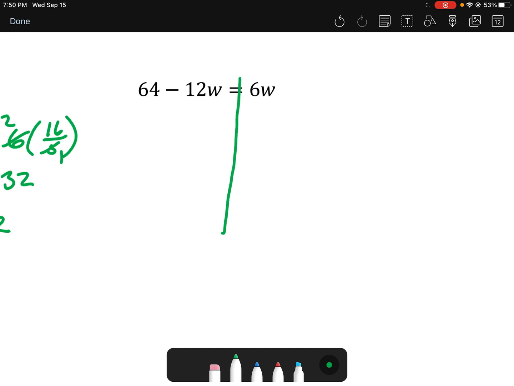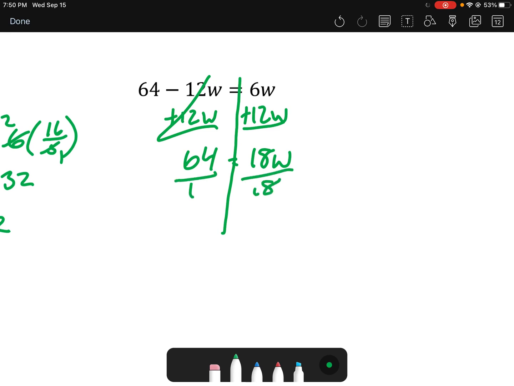I'm going to go ahead and move that 12w to the other side. I'll do that by adding 12w. Now cancel these two out. I'm just left with 64 on the right side, on the left side. I know my lefts and rights. 6w plus 12w is 18w. Divide both sides by 18. Cancel these out.